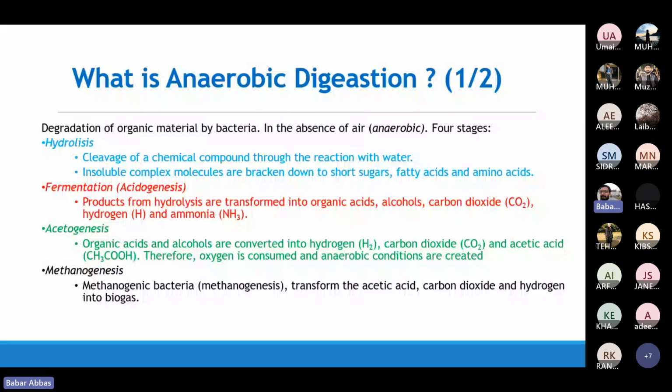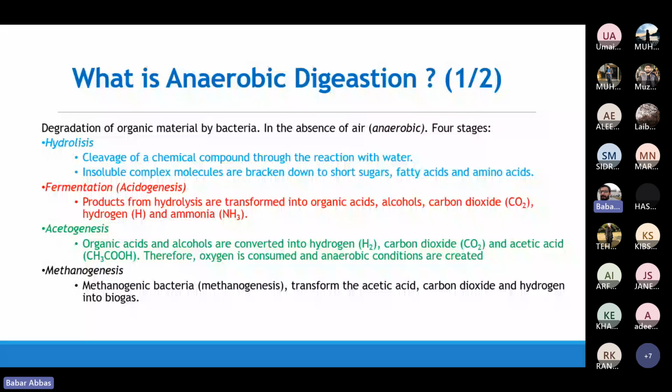Then comes the stage which is being carried out by acidogenesis bacteria, and it is called fermentation. Products from hydrolysis, अब जो पिछली प्रोडक्ट्स थी जो हमारे पास शुगर है, फैटी एसिड है, अमीनो एसिड है, those are transformed into organic acids. अब उनको एसिड्स में कन्वर्ट किया जा रहा है. अल्कोहल्स, कार्बन डाइऑक्साइड, हाइड्रोजन एंड अमोनिया. अभी तक मीथेन नहीं बनी, कार्बन डाइऑक्साइड बन गई है.